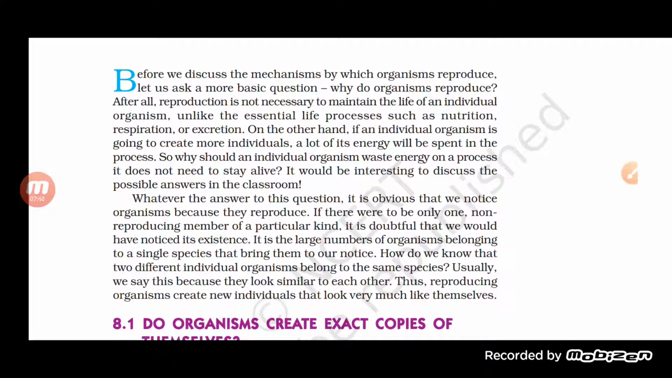So we can say here that when organisms reproduce or lay eggs, their babies are always what? They are always of the same kind as the parent. Okay. So the reproduction process is important for that.